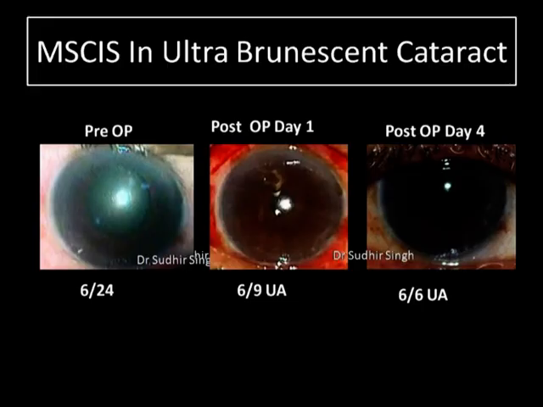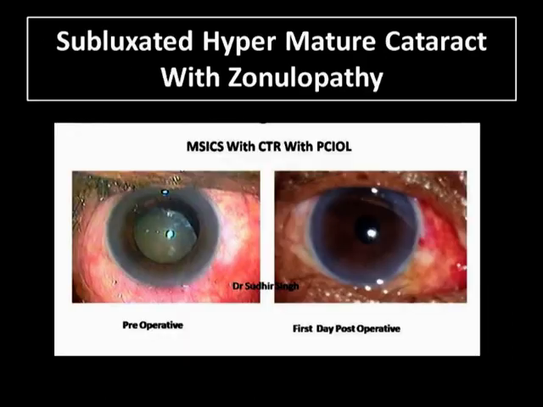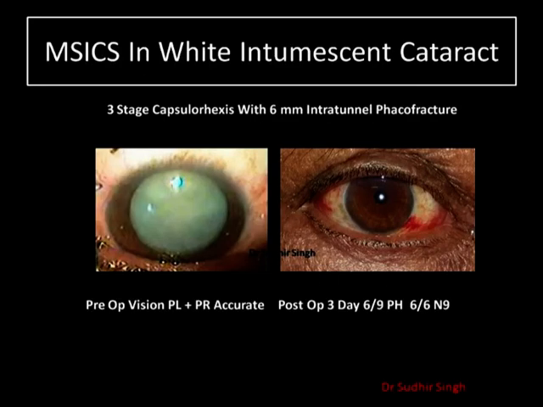Manual small incision cataract surgery is a savior in cataracts with comorbidities. This was a case of ultrabrunescent nuclear cataract with non-dilated pupil. A 6 mm intratunnel Phaco fracture manual small incision cataract surgery was performed. This was a case of subluxated hypermature sclerotic cataract, managed very nicely by 6 mm intratunnel Phaco fracture MSICS with capsular tension ring and PMMA IOL. This was an intumescent white cataract, managed nicely by 6 mm intratunnel Phaco fracture MSICS.